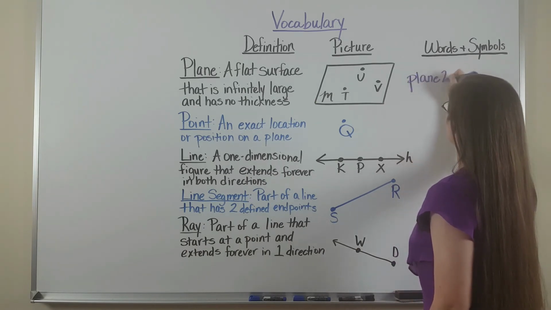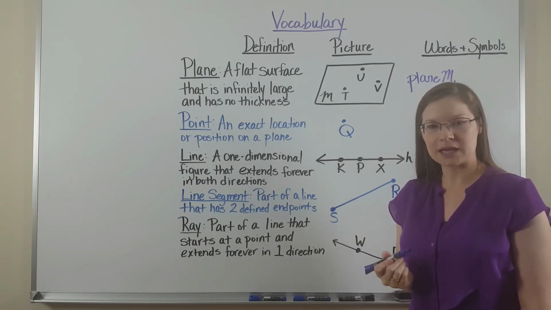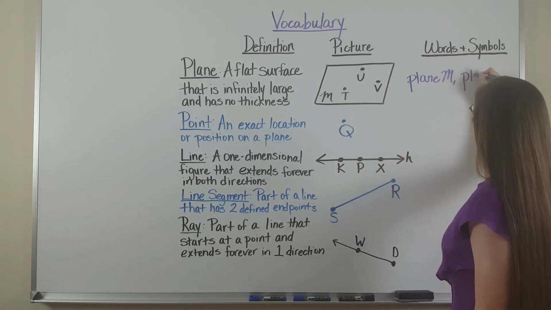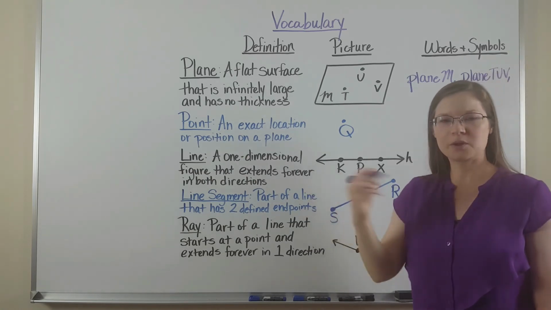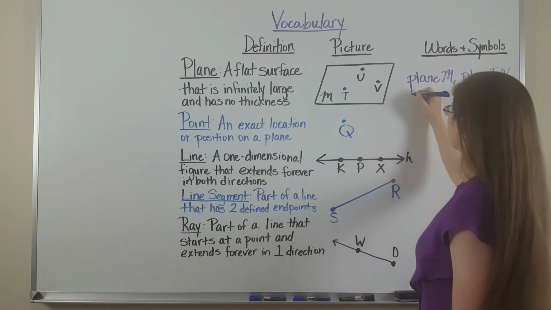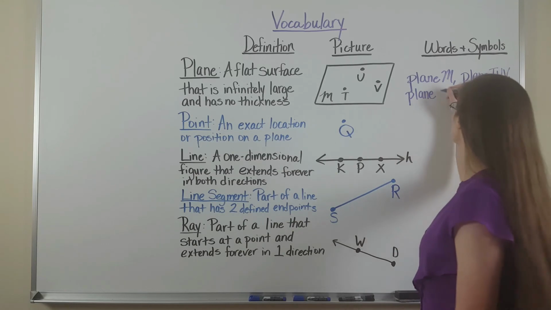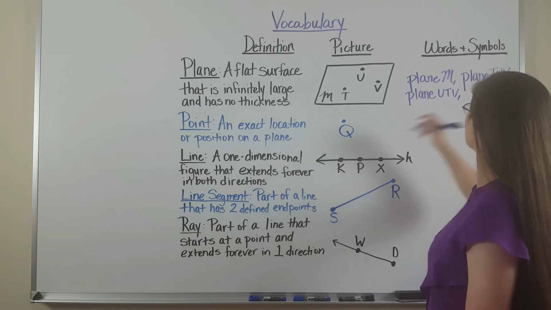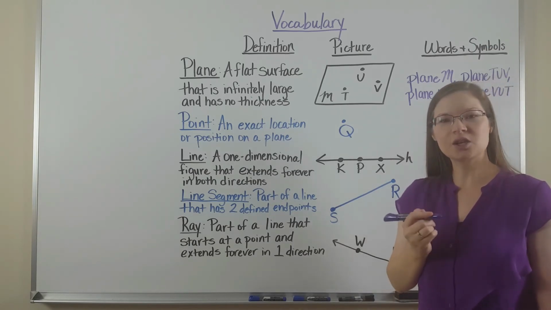Plane M. Or we could choose 3 points that lie in the plane to name it. So we could call this plane TUV. Or we could switch up the order of those 3 points. So we could also call it plane UTV. Or we could call it plane VUT. You get the idea.